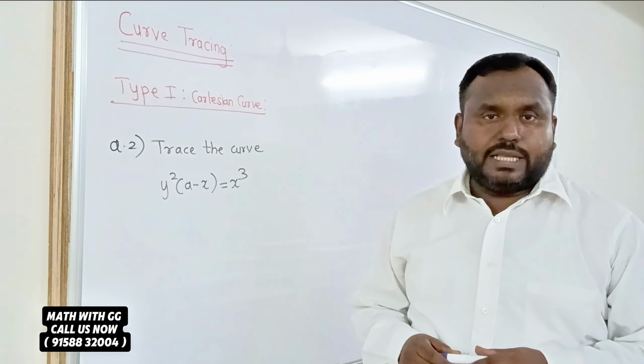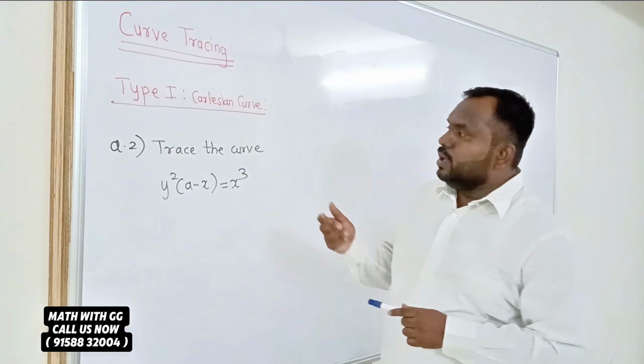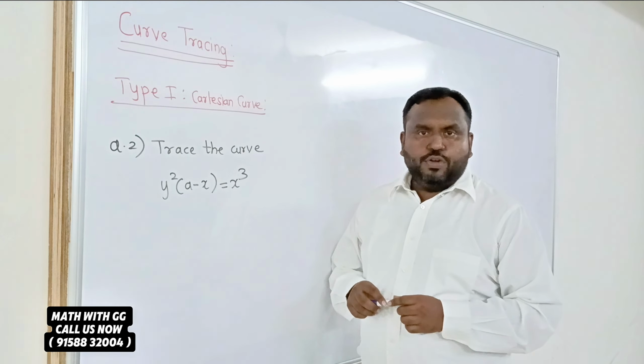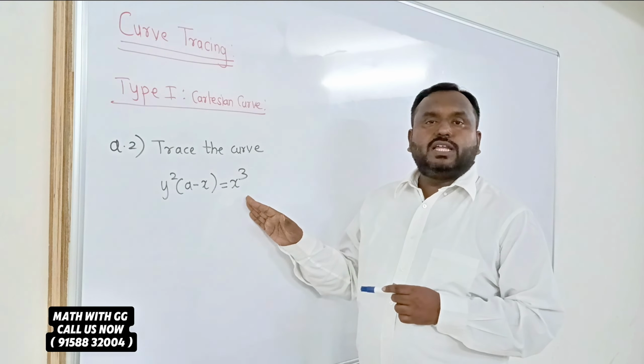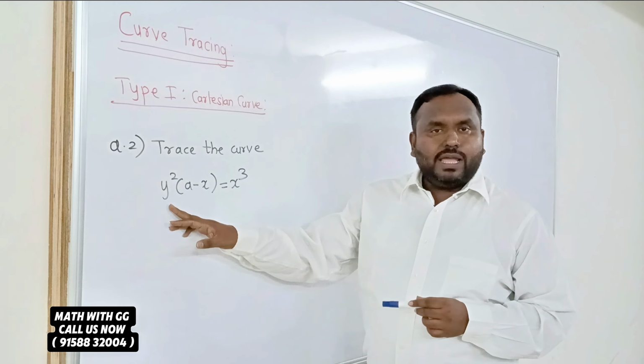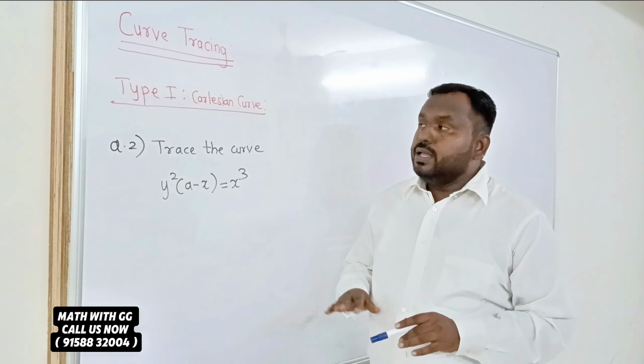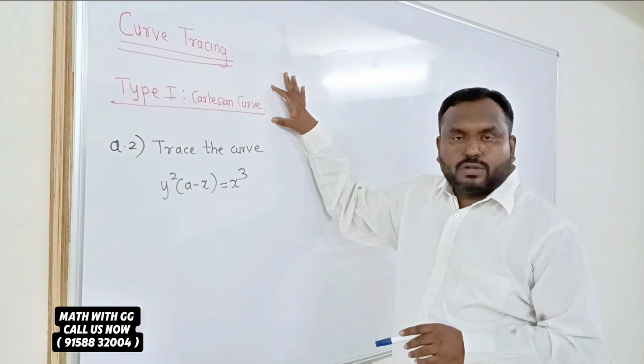Let's start with example number 2. Trace the curve y square into (a minus x) equal to x cube. If you observe, the curve is of the type x and y, where the powers of x and y are natural numbers. Hence, this is a Cartesian curve.